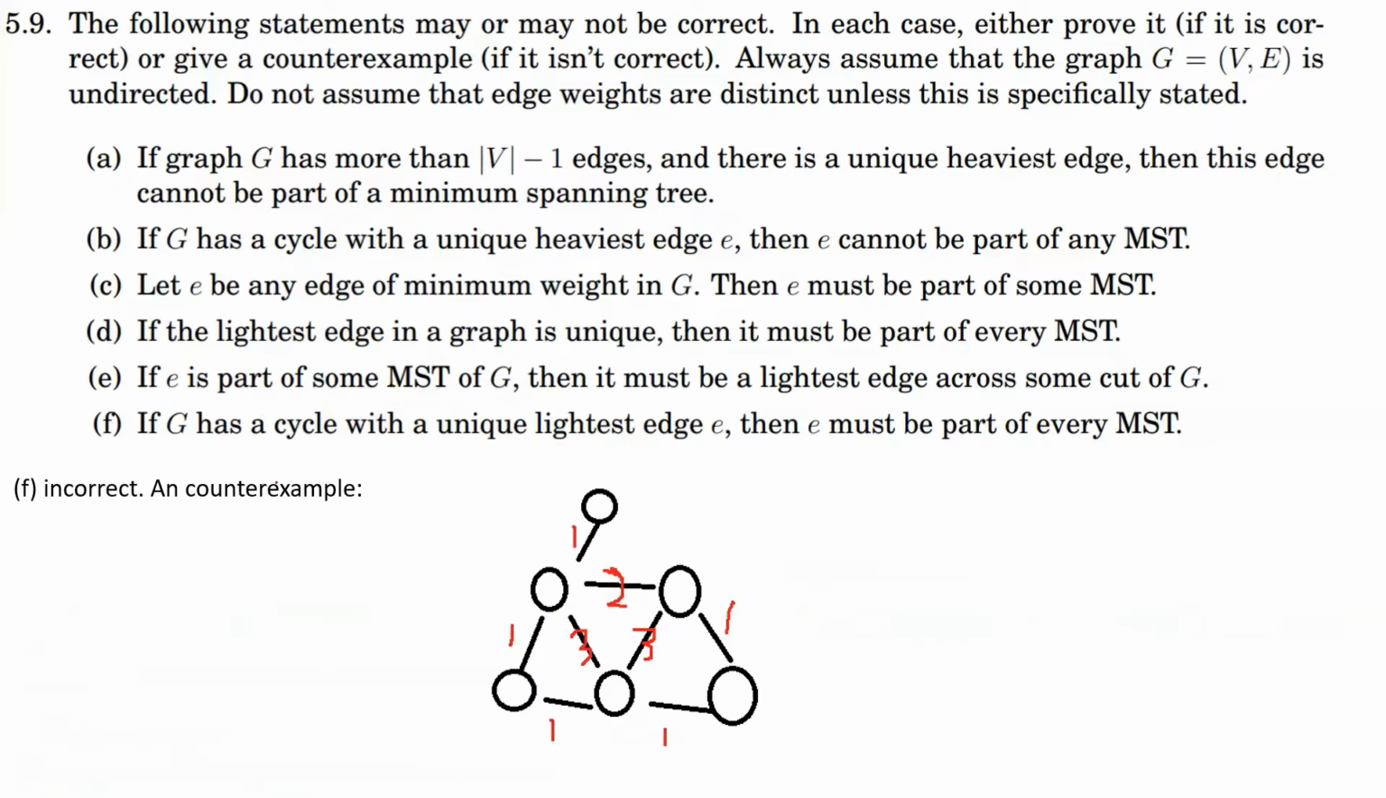And finally, for F, this is incorrect, and here's a counterexample. The middle part is a cycle with a unique lightest edge E, having weight 2. But the MST is actually this one, with all edges of weight 1. So this edge doesn't appear in any MST, and F is incorrect. Do you have any questions?